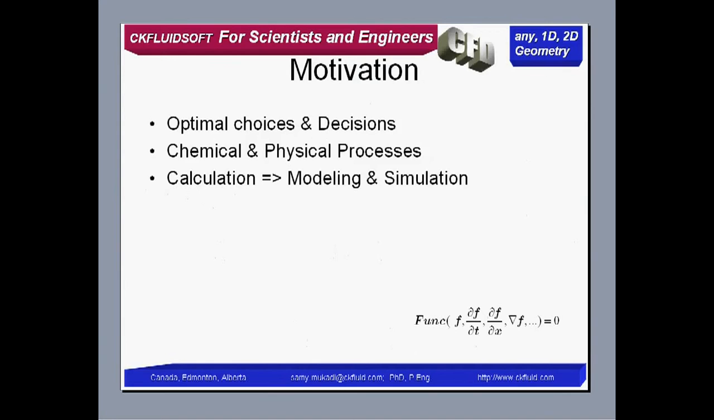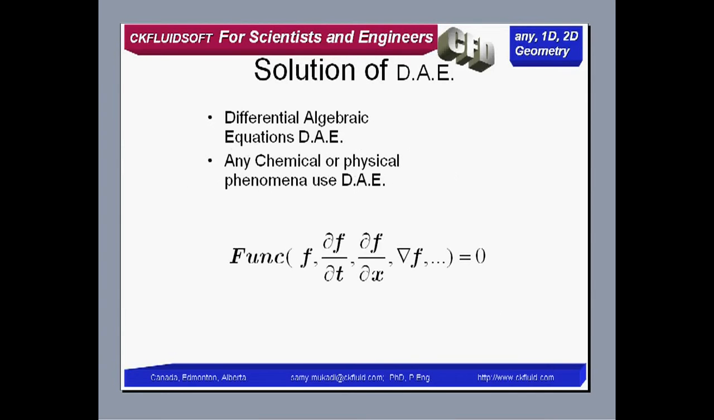What's the motivation behind that is this. Scientists and engineers often face the task of making optimal choices and decisions related to some chemical or physical processes. Then they have to frequently perform a lot of calculations through modeling and simulations to guide the decision making. So the process of modeling and simulation requires the solution of differential and algebraic equations.